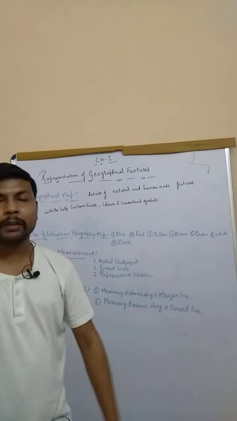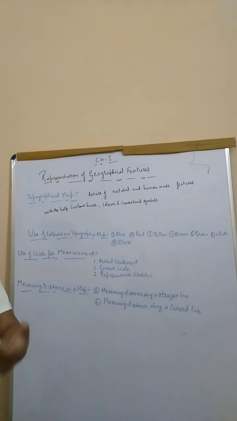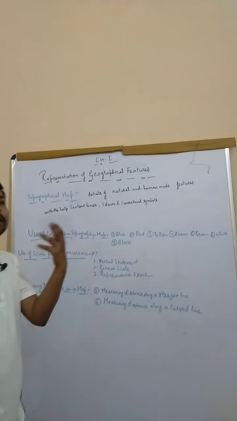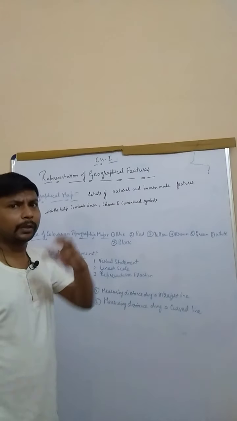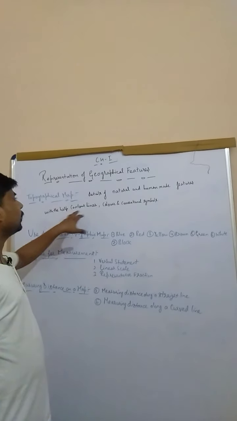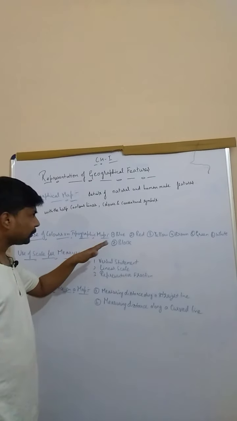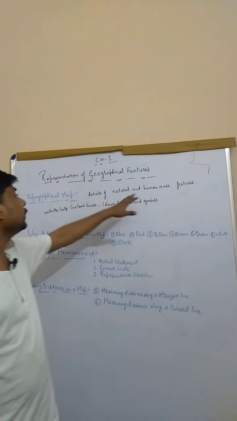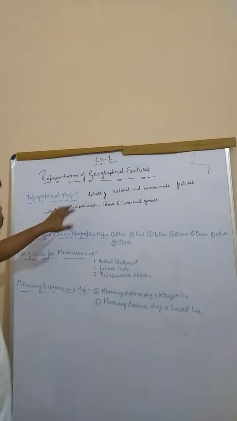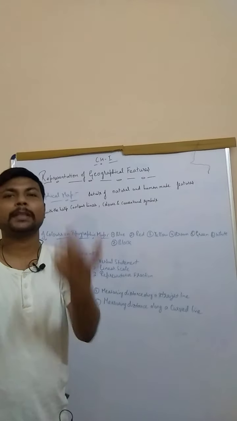So what is a topographical map? It is a map which shows you details about the natural or the human-made features of a place, whether it is about a particular country, a particular region, or a particular place, whatever it is. We show the topographical map using contour lines, colors, and conventional symbols to show you different places, right?